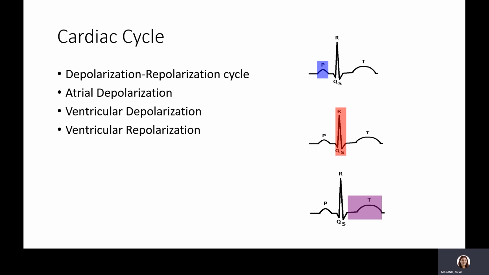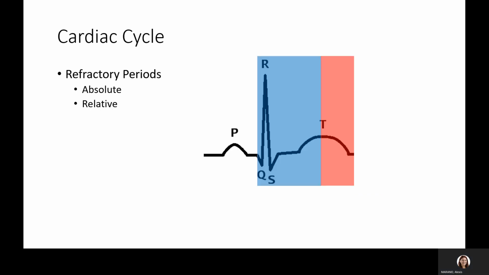During this time, we also have what's called a depolarization and repolarization cycle. At the very top, you'll see the P wave is highlighted, and that's where we have atrial depolarization. We would expect to have atrial contraction at this time. Then the QRS complex would signify ventricular depolarization, and the ST segment followed by the T wave would be your ventricular repolarization. We also have what's called refractory periods.